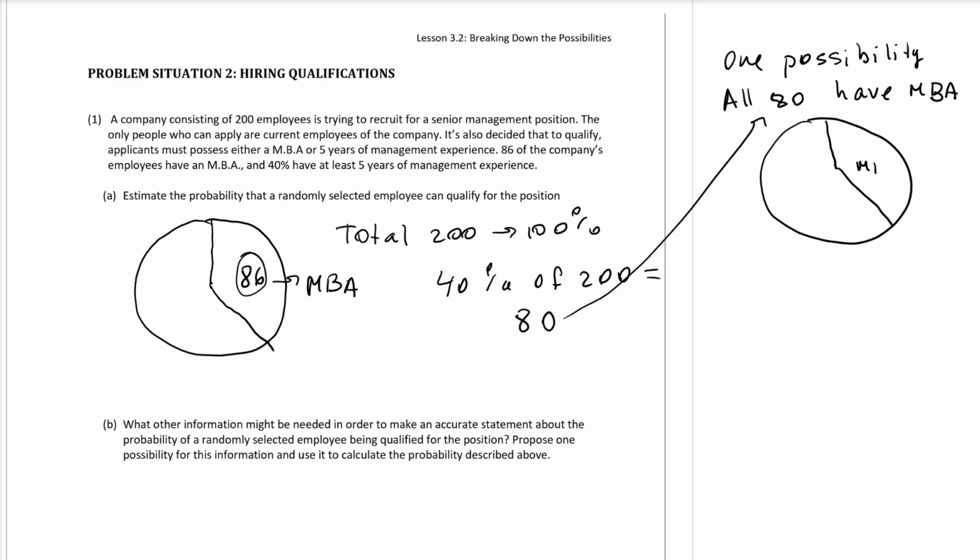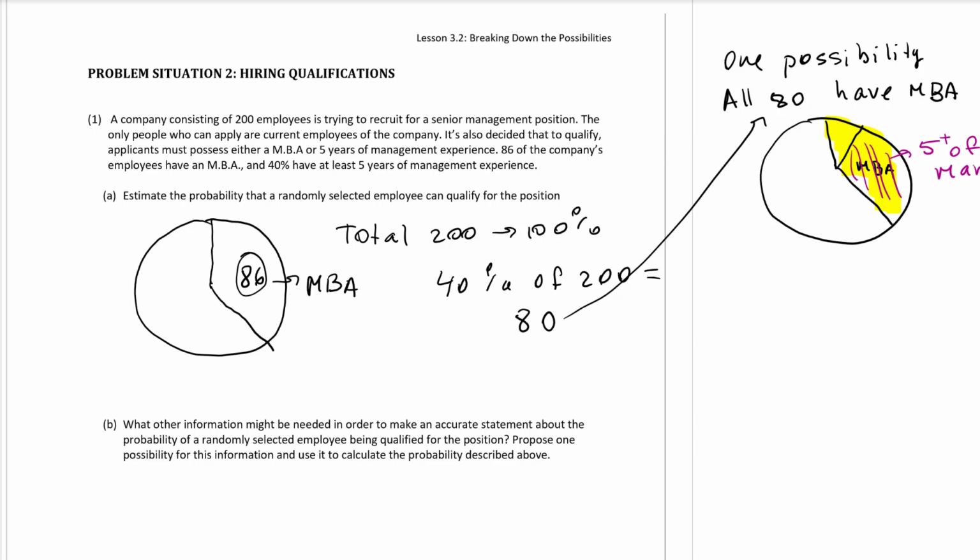So this is the MBA, Master of Business Administration, and then part of that, almost all, will also have the 5-year management experience. So you see, this total right here is going to be the MBA, and part of this right here is the one that also has 5+ years of management experience.